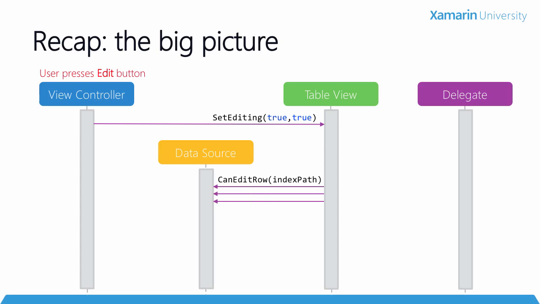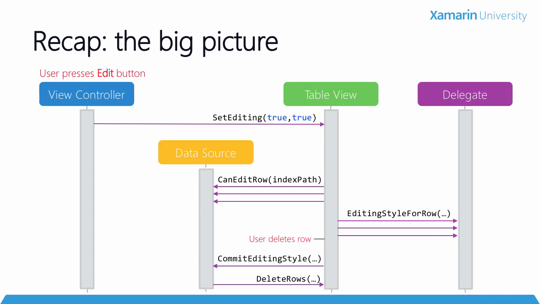Next, it will determine what kinds of changes can be done by calling the delegate's editing style for row method, if it's implemented. The table view then updates the UI, and we're waiting for user interaction. If we end editing mode, then we'll reverse the UI and call setEditing again, this time with a false value. But let's say that the user deletes a row. The table view will ask the data source to commit the change, and in response, the data source will update its data and call delete rows on the table view to remove the cells.